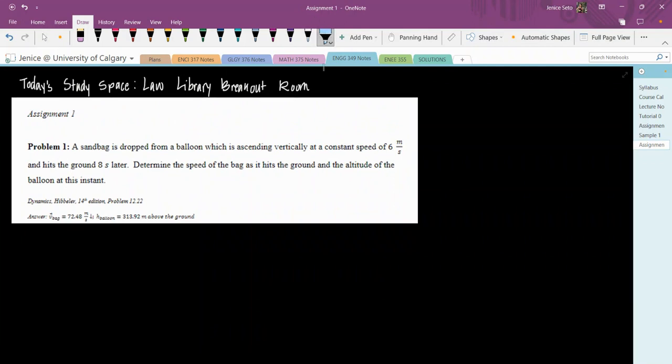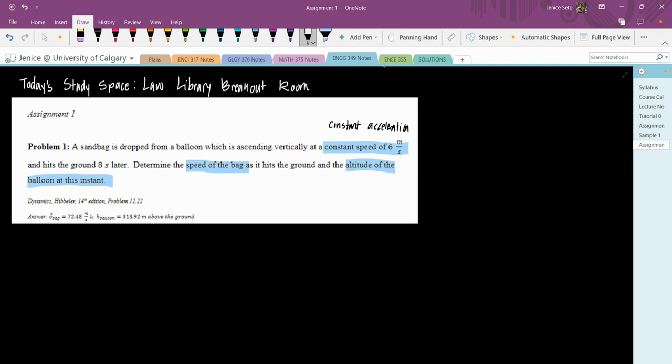In problem 1, we are observing a sandbag being dropped from a hot air balloon, which is ascending vertically at a constant speed of 6 meters per second. This hint, constant speed, means that we also have constant acceleration. And we see that this sandbag will hit the ground 8 seconds later. We want to determine the speed of the bag as it hits the ground, and the altitude that the balloon is at this instant.